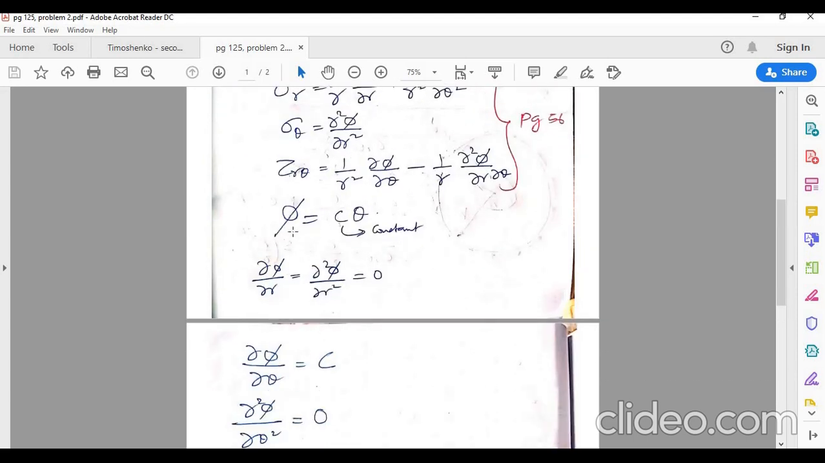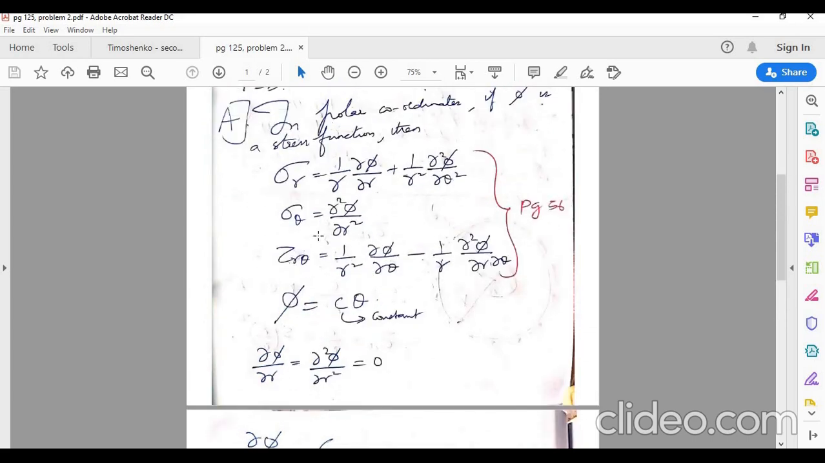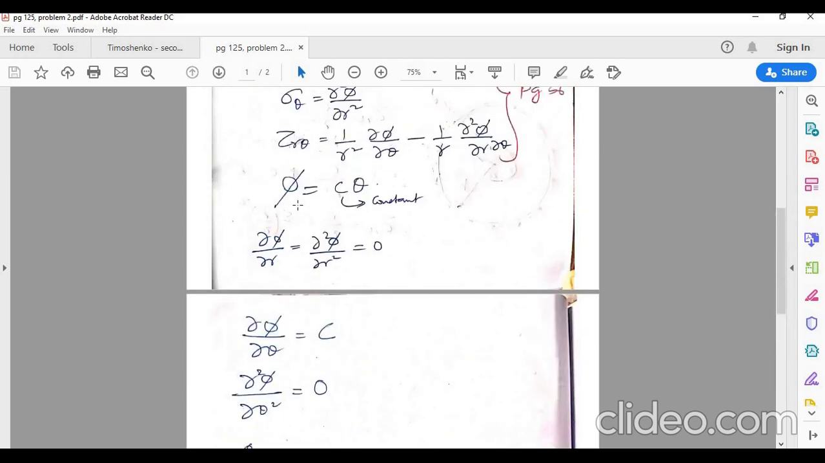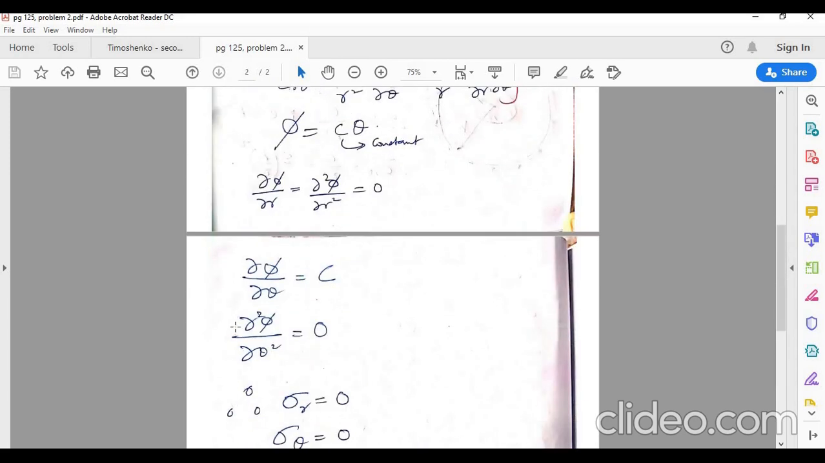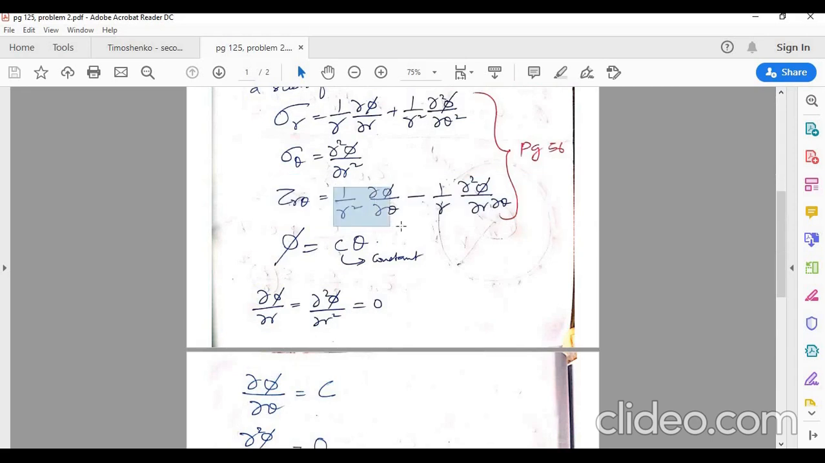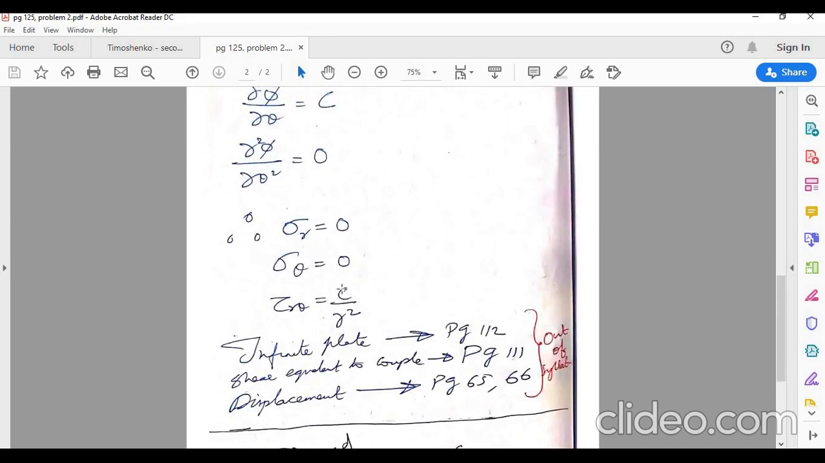Now substituting these into the expressions, you will get sigma r equal to 0, sigma theta equal to 0, and tau r theta is the only non-zero expression because of del phi by del theta. So you substitute it here, and the expression will be non-zero. That's what we are seeing here: the constant c divided by r square. So this is the expression for tau r theta.